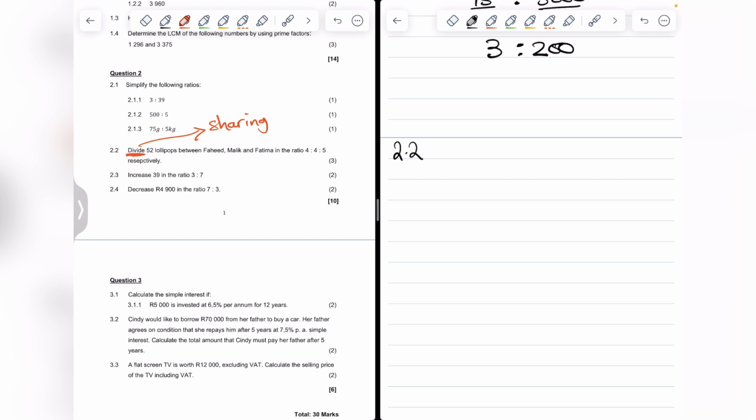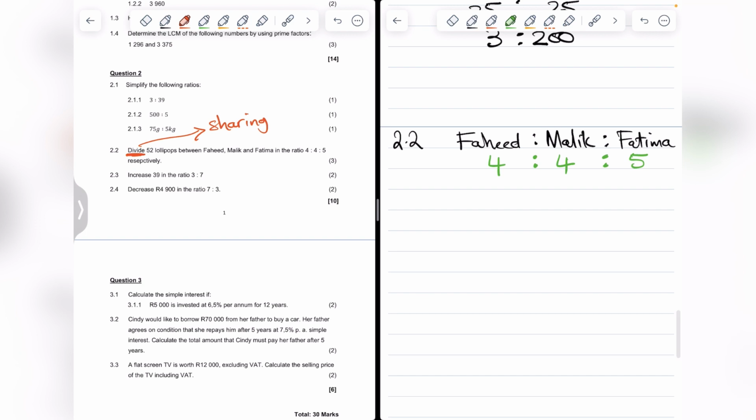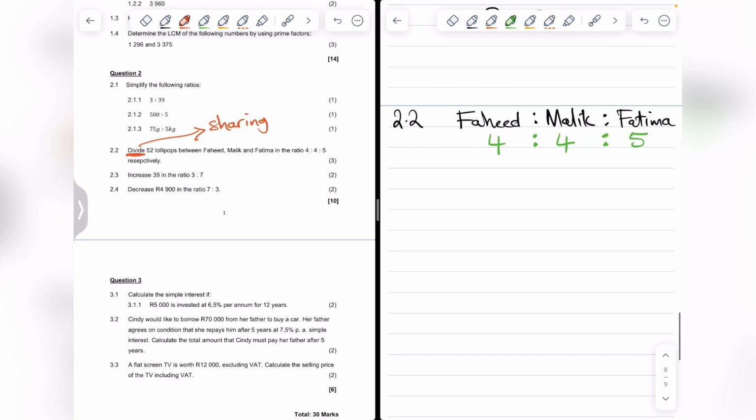So what I would do is I can say, well, Fahid to Malik to Fatima. So I'm writing their names in a ratio. In terms of the amount of lollipops they must get, the ratio is 4:4:5. So in other words, that 4 and 4 means that Fahid and Malik must get the same amount of lollipops. Okay, remember this. When it comes to sharing in a given ratio, every individual part is the same size.